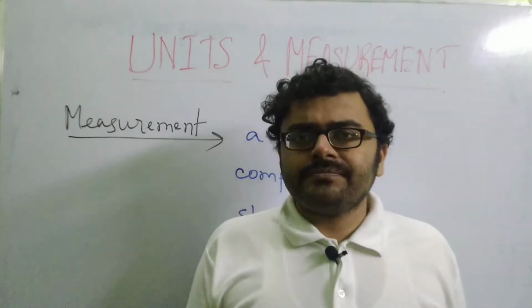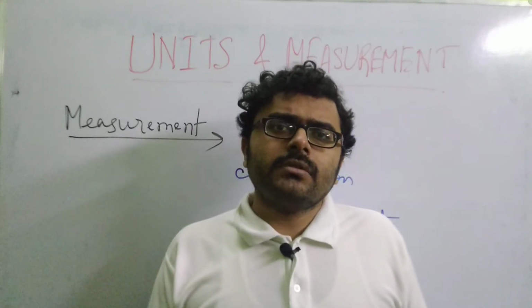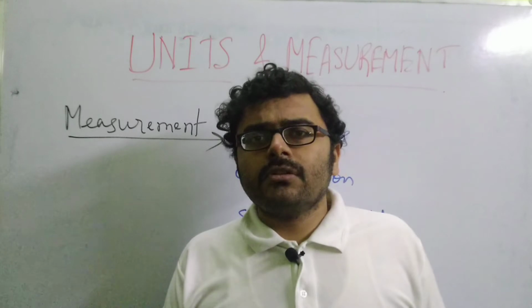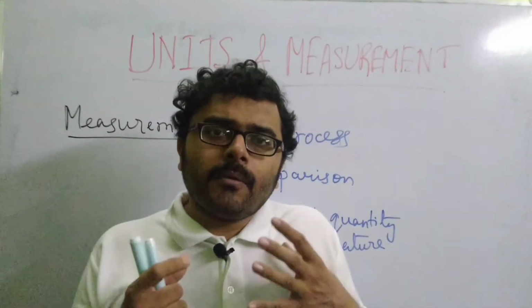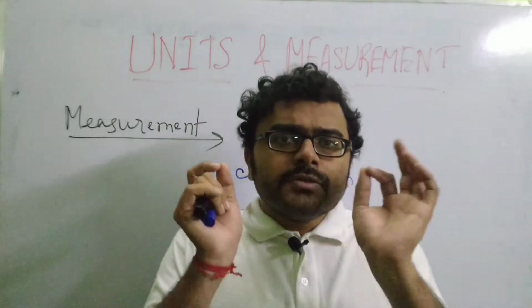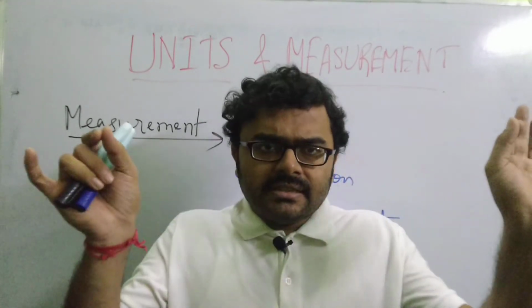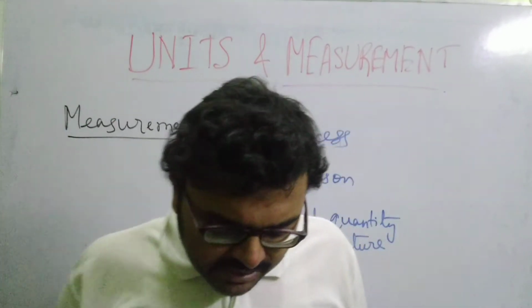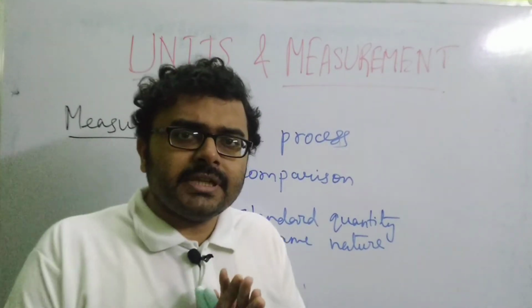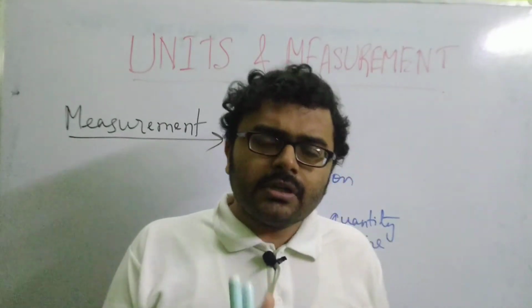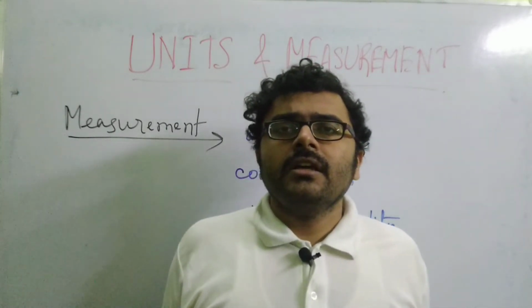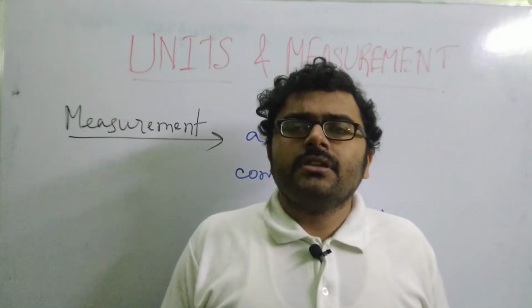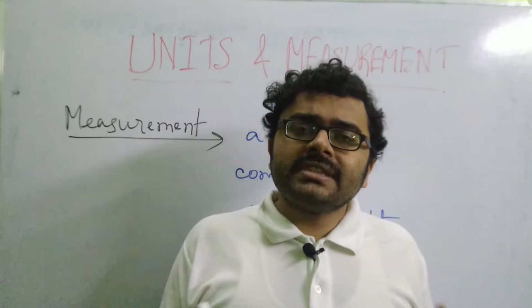So what have you done? In order to determine which rod is longer, you have gone through the process of measurement. Actually, you have compared the length of the two rods with a standard quantity, that is the piece of the string here. So I think the concept of measurement is clear. In measurement, what are we doing? It's a process in which we are comparing any physical quantity with a standard physical quantity of the same nature.